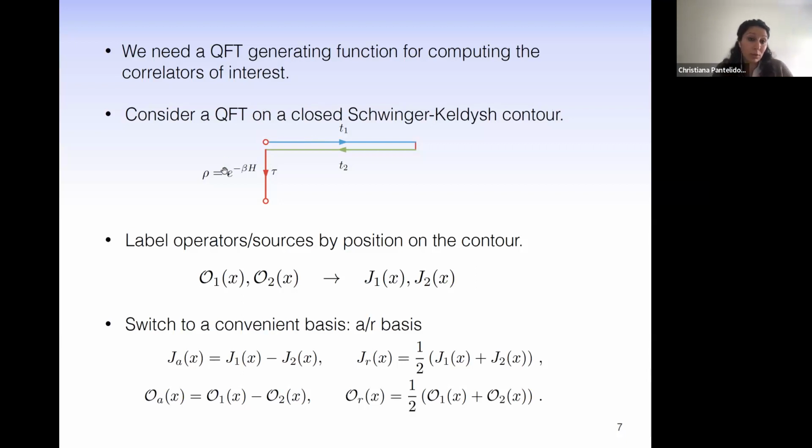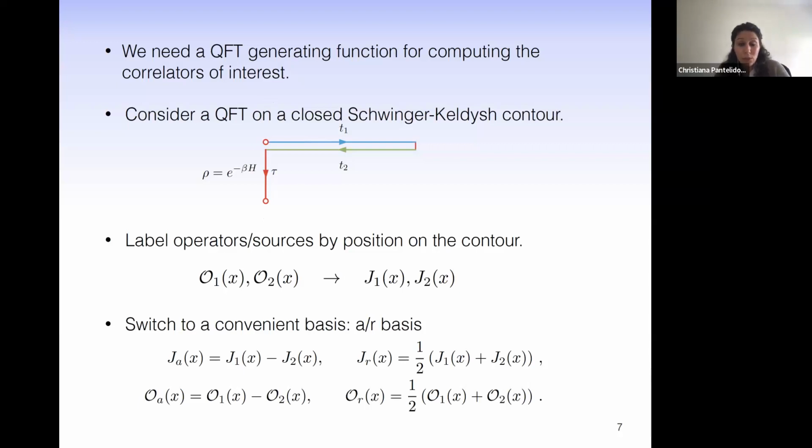Then what we would have to do is insert e to the minus beta H, but this is easy to recognize as the density matrix of the quantum field theory. So this Euclidean circle here simply prepares the state of the quantum field theory that we're looking at. Now, a little bit of notation.